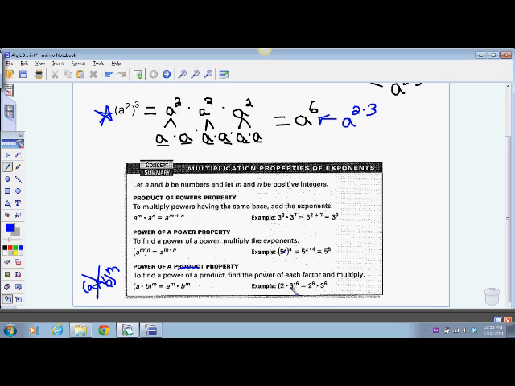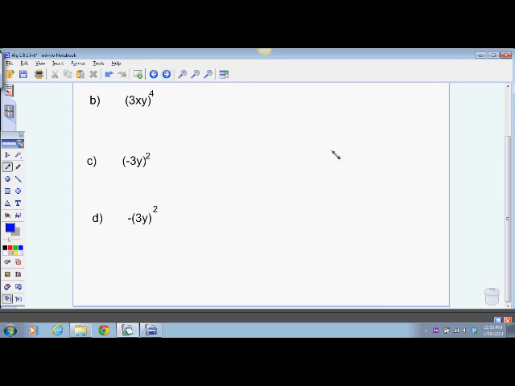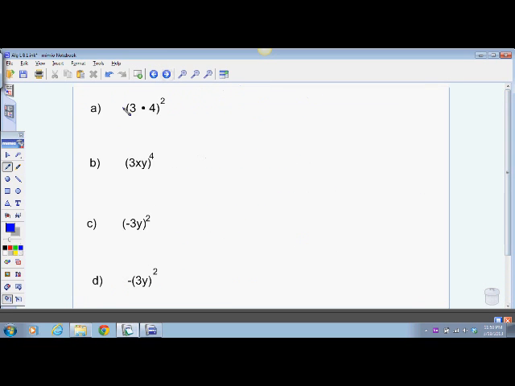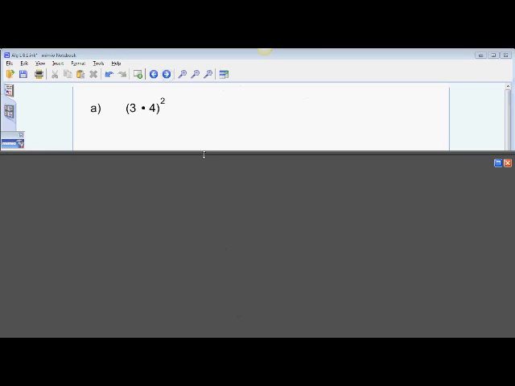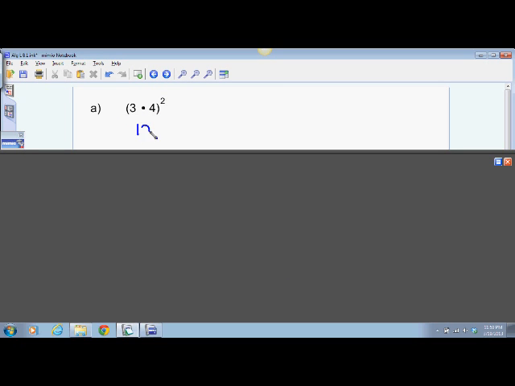So for example, if you have (2 times 3) to the 6, that's the same thing as saying 2 to the 6 times 3 to the 6. So let's see how we can practice this. For our first example here, we have the product (3 times 4) to the 12th. Yes, in all actuality, we follow order of operations. You can rewrite this as 12 to the second. And if you do, 12 times 12 is 144.